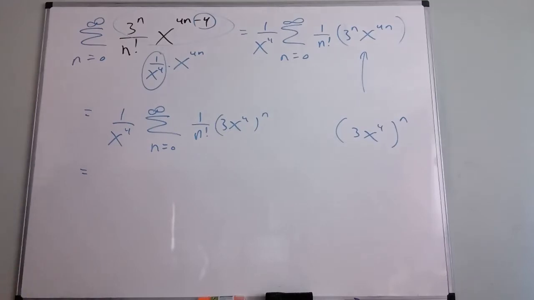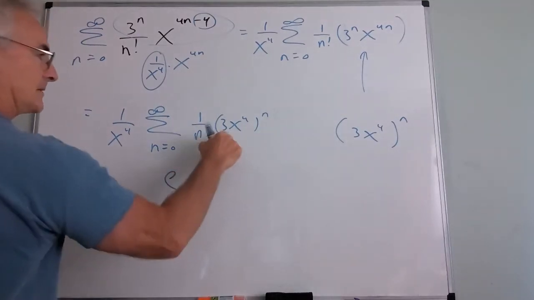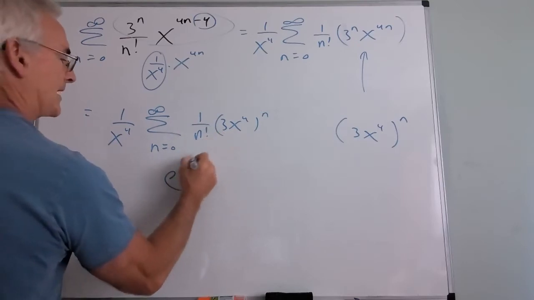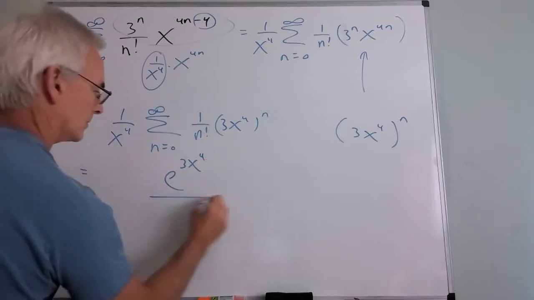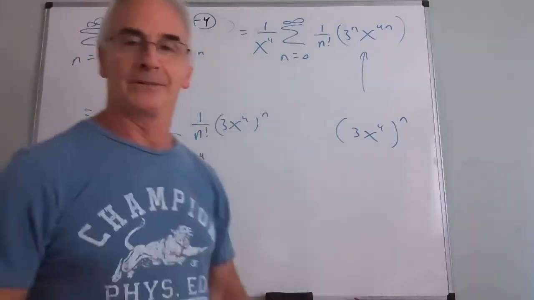Can we now write the function? e to the 3x to the 4th. You did the 3x to the 4th. You could say 1 over, or just do x squared. Yeah, we did it. So once again, all right.